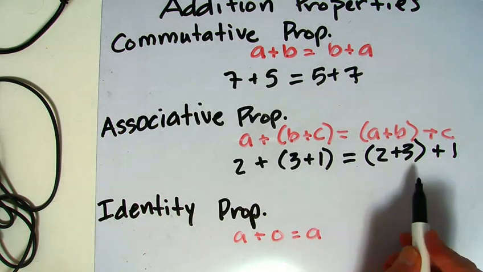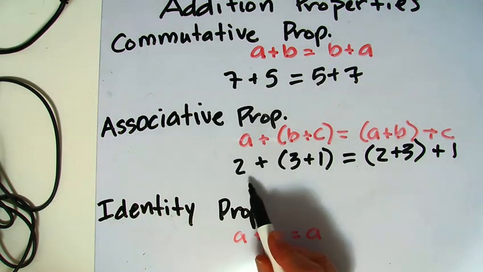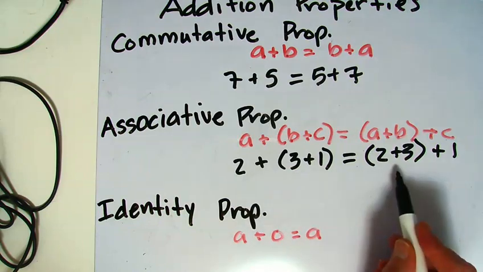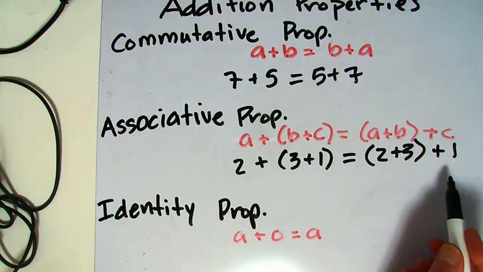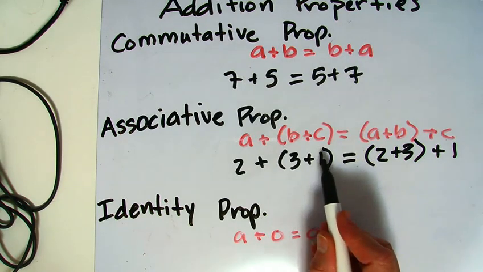Both of these cases will come up with the same result. 3 plus 1 is 4, plus 2 is 6, and 2 plus 3 is 5, plus 1 is 6. The only thing that's changed is where we're grouping the numbers together.